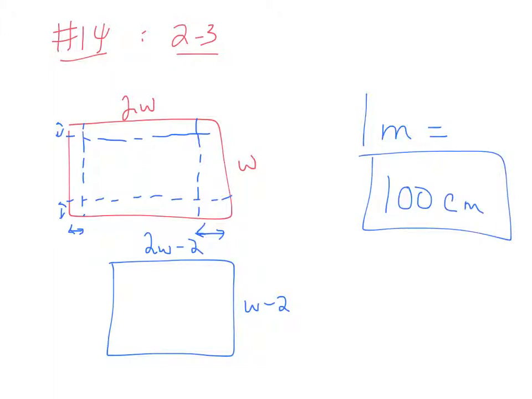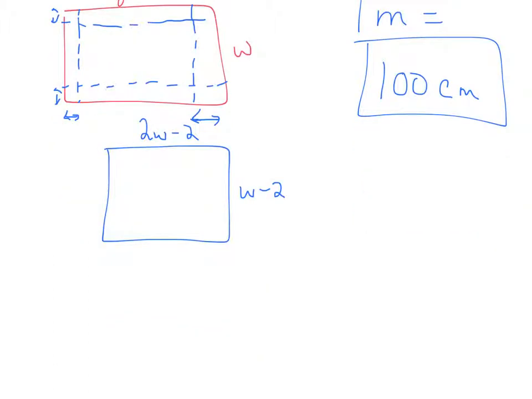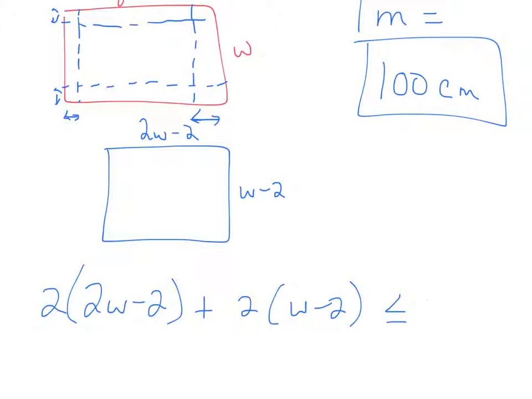And it says again that the perimeter is now at most 1 meter. At most means it's an inequality. So 2 times (w minus 2), there's 2 of those, and there's 2 sides that are length 2w minus 2, and it's less than or equal to 100. So 2 lengths plus 2 widths is less than my max perimeter. Remember, 2 lengths and 2 widths is usually equal to the perimeter, but it says at most 100, so less than or equal to 100. So I can then solve this.